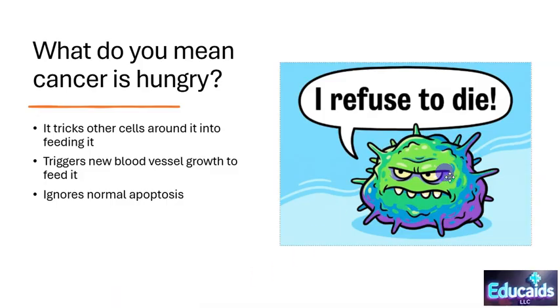So you've got this little cancer cell here. I refuse to die. It tricks other cells around it into feeding it, triggers new blood vessel growth to feed it, and ignores normal apoptosis. We're going to go over cancer more later in the semester. And actually, one of the drugs that we use to treat cancer targets the blood vessels that feed cancer, so that it doesn't get as many nutrients.